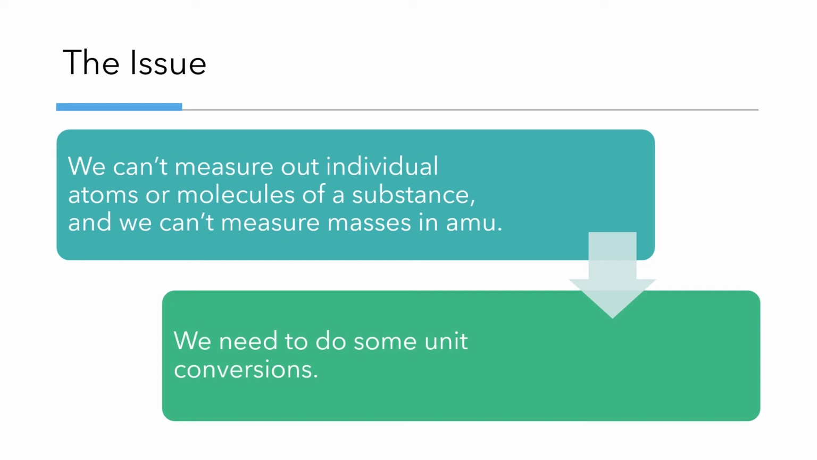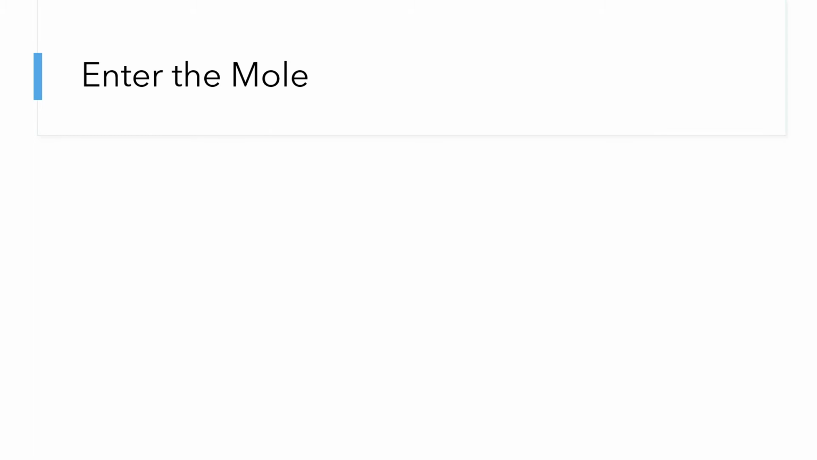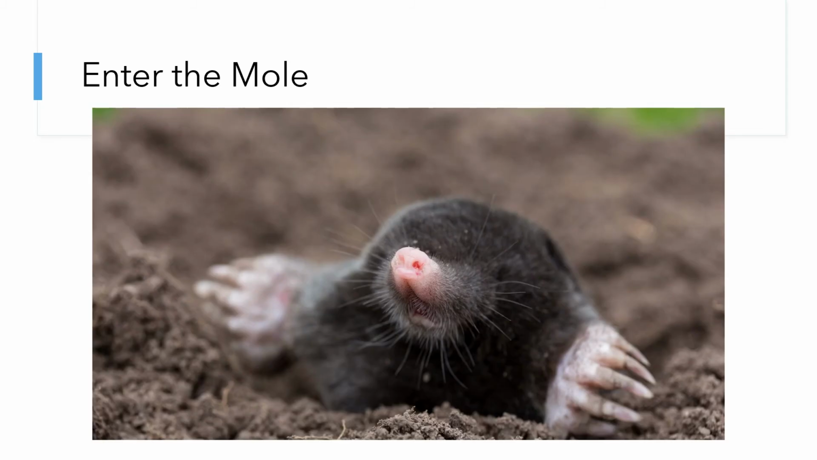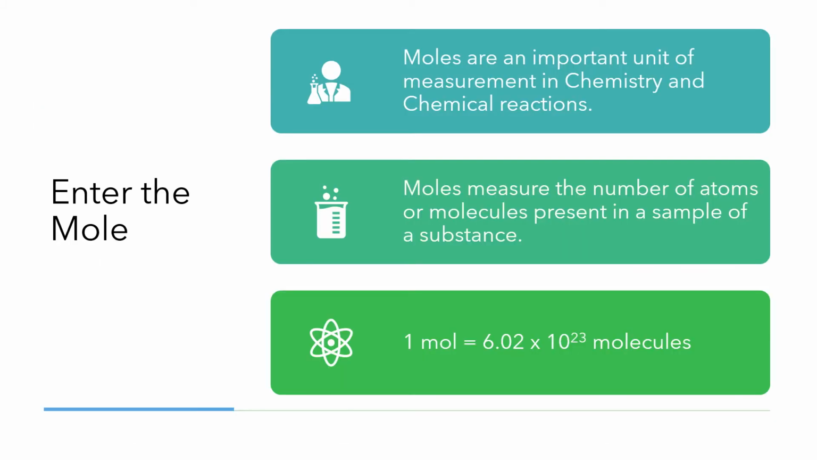As such, we need to do some unit conversions to be able to measure our substances at a scale that is useful to us. But how can we convert atomic mass units into grams or single atoms into a volume? Enter the mole. Not that kind of mole, though it is adorable. The mole, spelled M-O-L-E, but often written as a unit as simply M-O-L, is an important unit in chemistry. If you think the word looks like a shortened version of molecule, you've got a good eye, as moles do in fact measure the number of molecules, or atoms, in a sample of a substance.